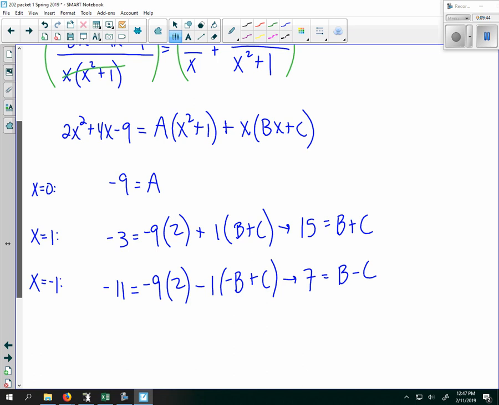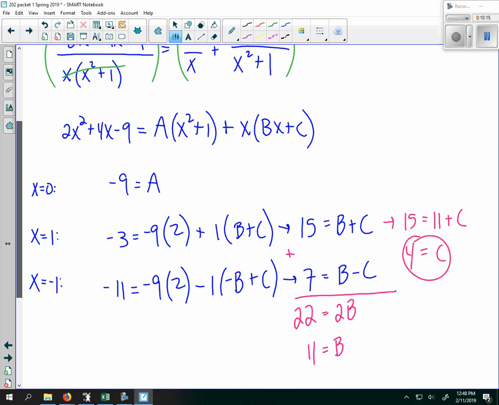All right, that worked out nicely because I have B plus C and B minus C. I did not plan that, I swear. Add these two equations together: 15 and 7 is 22, B plus B is 2B, and positive C and negative C is 0. Now I can divide both sides by 2, and I get B is 11. Then pick any other equation to solve for C. So 15 equals 11 plus C, so C has to be 4.